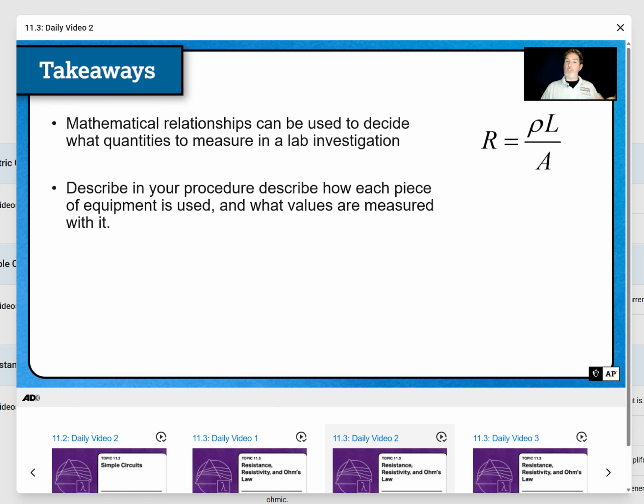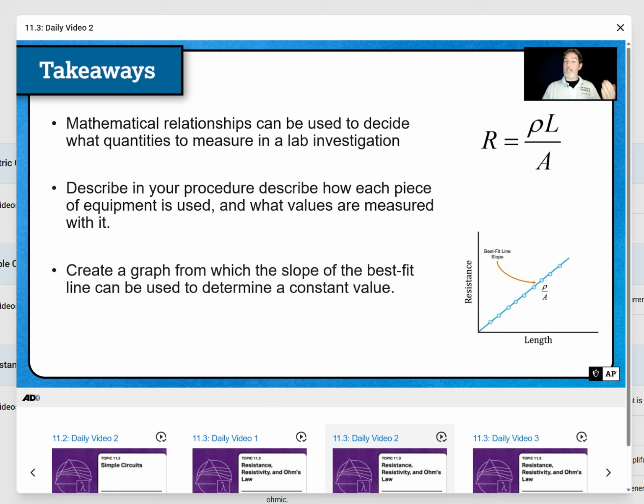Describe in your procedure how each piece of equipment is used and what values they are used to measure. Be clear and say you use a ruler to measure the length of the material. Create a graph using that data from which a best fit line can be used to determine whatever constant value we are looking for. And then repeat your measurements in order to reduce experimental error.